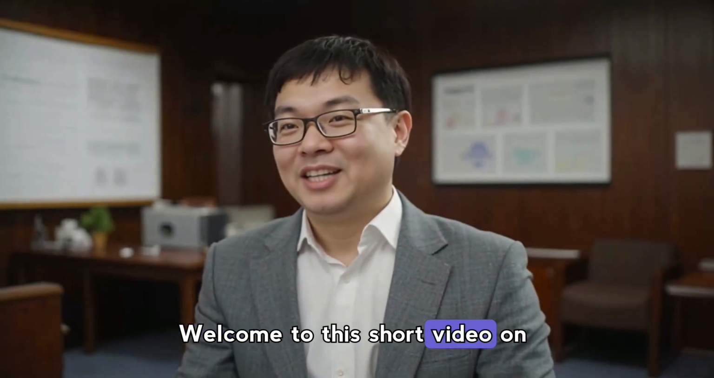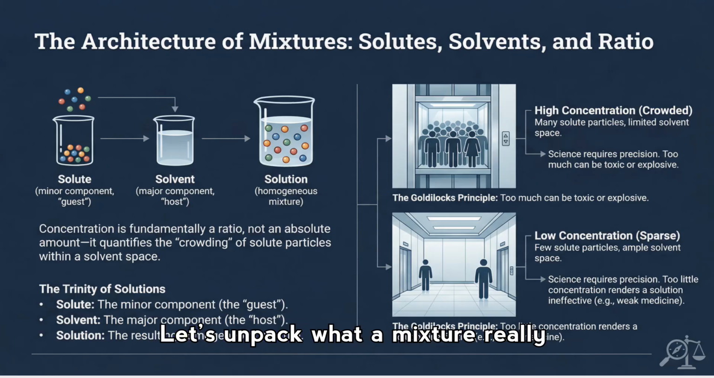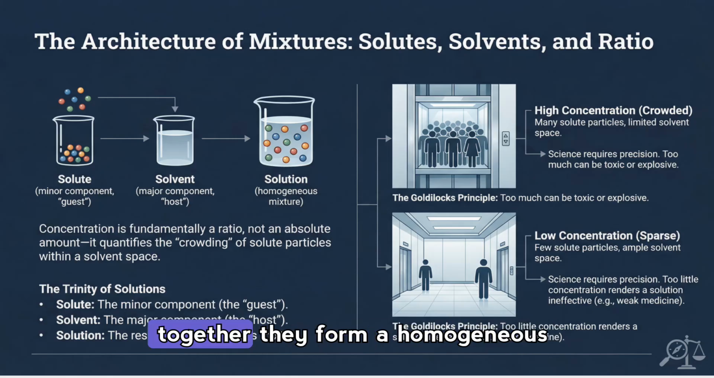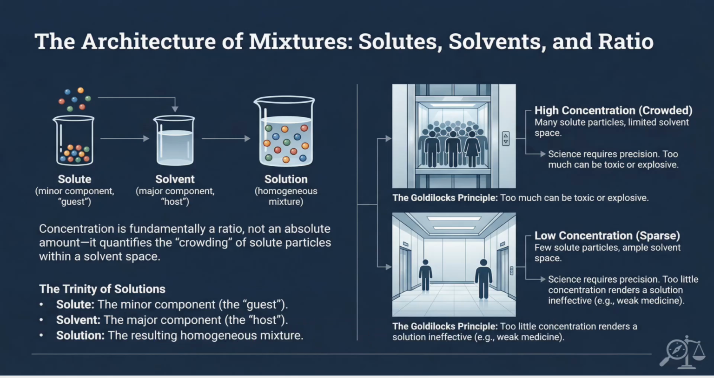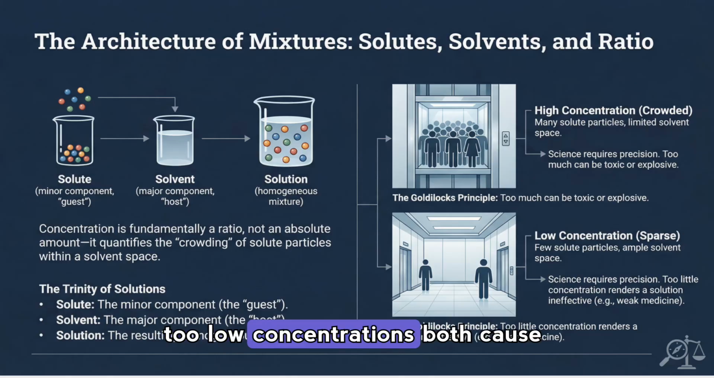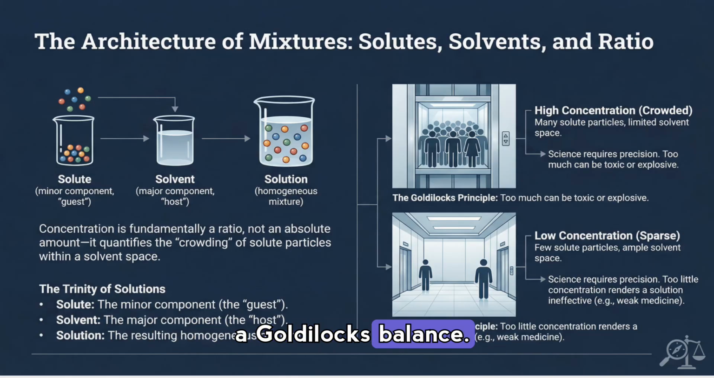Welcome to this short video on concentrations. Let's unpack what a mixture really is. A solute is the minor guest, the solvent is the major host, and together they form a homogeneous solution. Concentration is a ratio that describes how crowded solute particles are within solvent space. As the diagram shows, too high or too low concentrations both cause problems, so chemistry often seeks a Goldilocks balance.